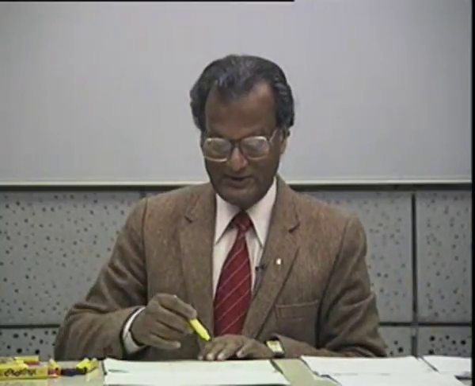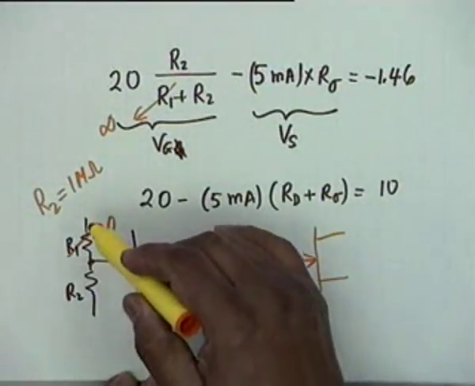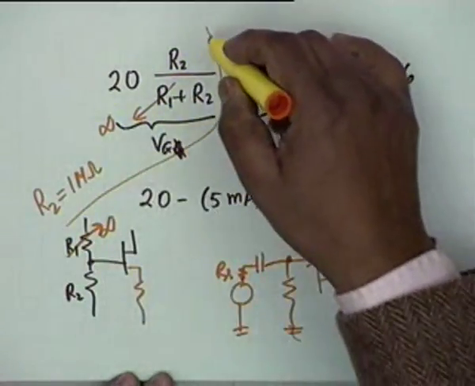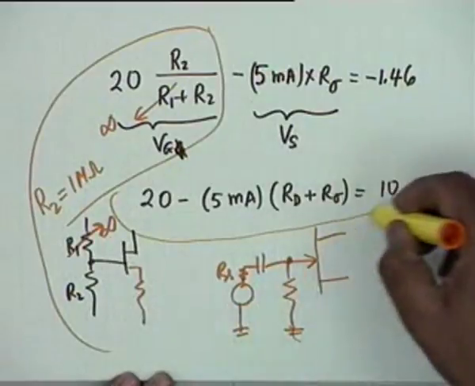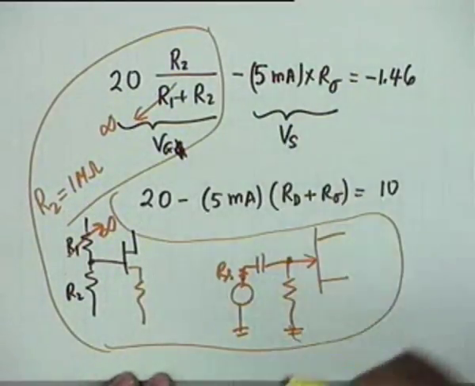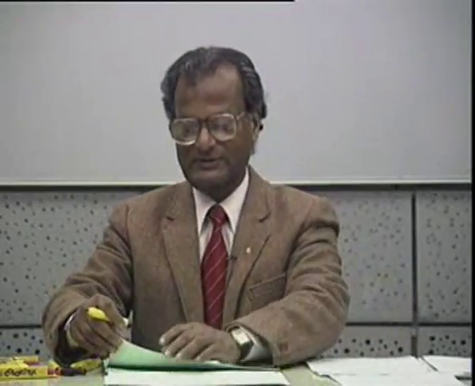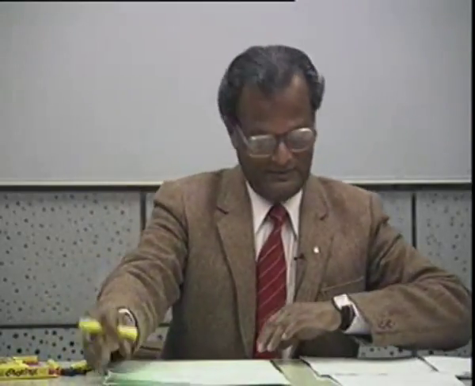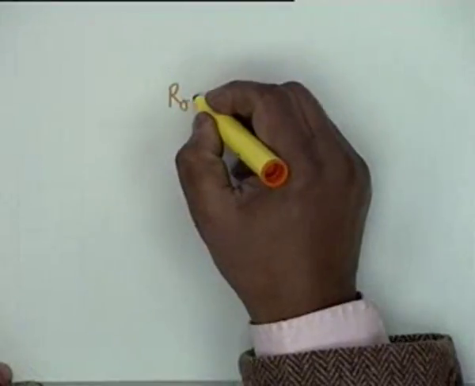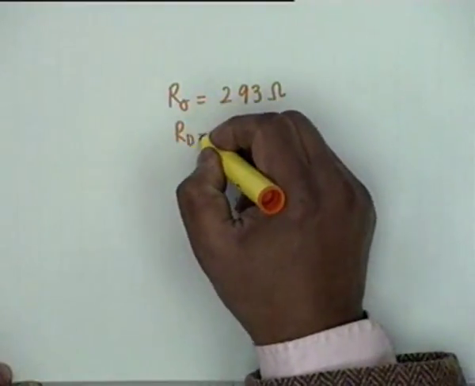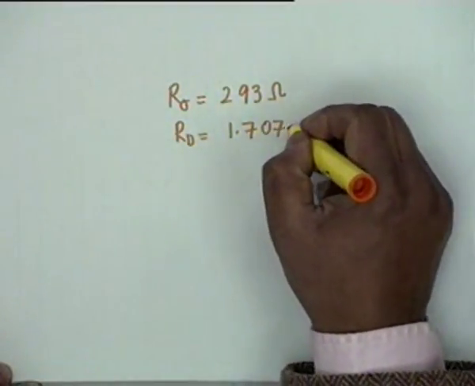Any other question? Now, as soon as we have done that, that is, we have chosen R1 equal to infinity, R2 is arbitrary 1 meg, then this part of the equation drops out, and we have these two clean equations from which we can find out R sigma and RD. My calculation gives R sigma as equal to 293 ohms and RD as 1.707 K.